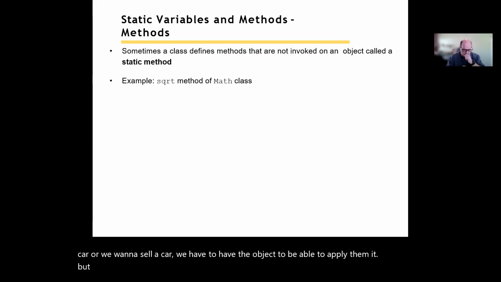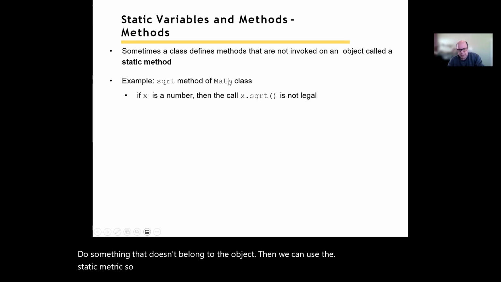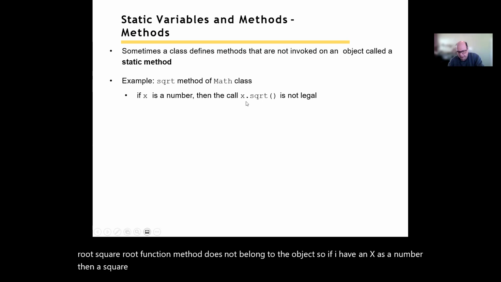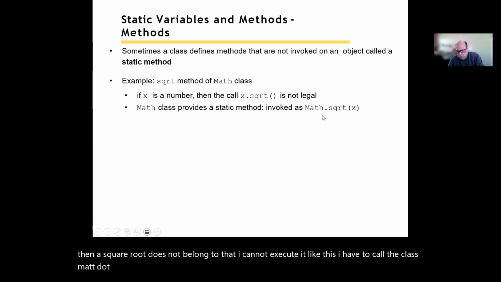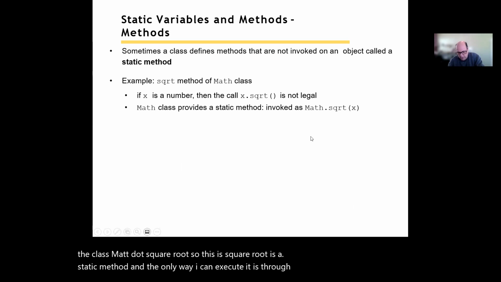But here, there is something that is available to everybody. So if I want to check something, or if I want to do something that doesn't belong to the object, then we can use the static method. Something like this, in the math class, we have something called the square root. The square root method does not belong to the object. So if I have an x as a number, then a square root does not belong to that. I cannot execute it like this. I have to call the class, Math.sqrt. So this square root is a static method, and the only way I can execute it is through the class, not the object. It doesn't belong to the object.